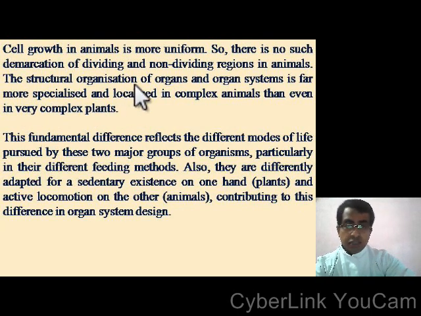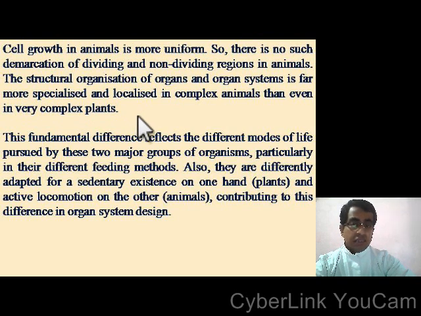Cell growth in animals is more uniform, so there is no such demarcation of dividing and non-dividing regions in animals. The structural organization of organs and organ systems is far more specialized and localized in complex animals than even in very complex plants. This fundamental difference reflects the different modes of life pursued by these two major groups of organisms, particularly their different feeding methods. They are also differently adapted for sedentary existence on the one hand and active locomotion on the other, contributing to this difference in organ system design.